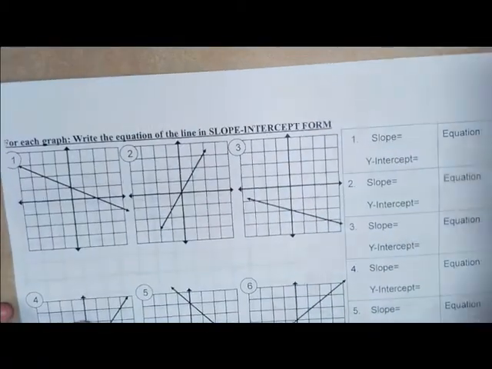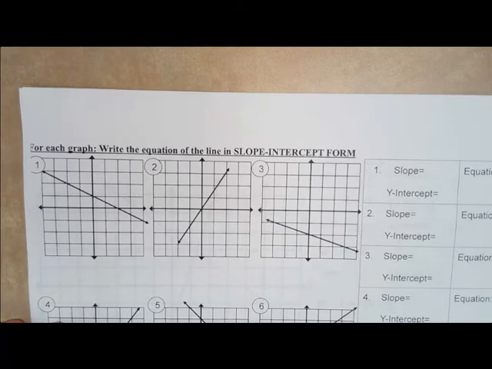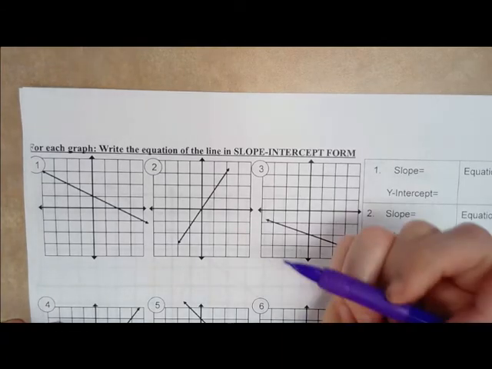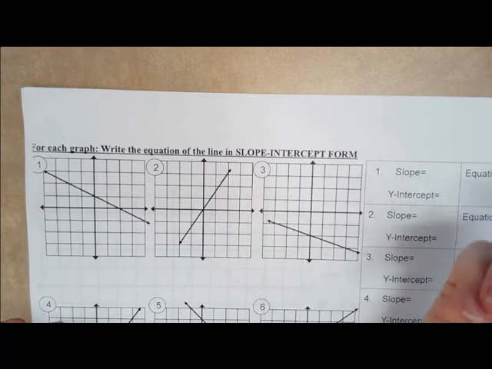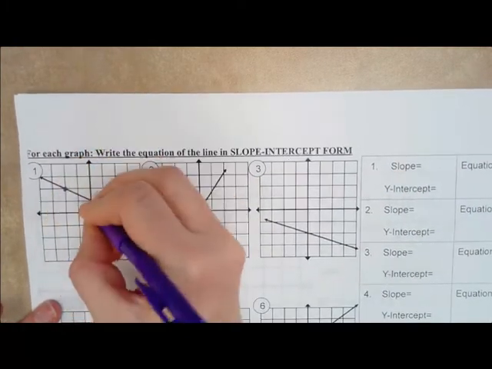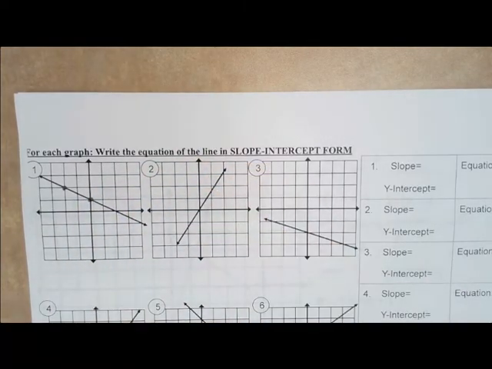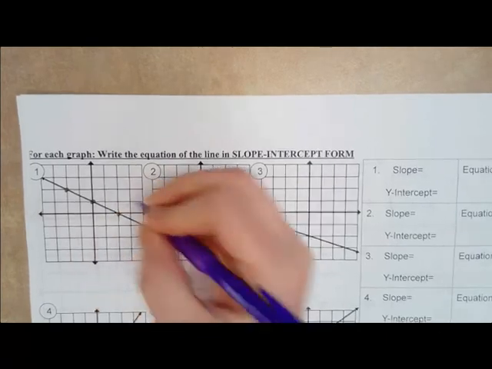Okay, for each graph, write the equation of the line in slope-intercept form. So this is like that one that we just finished on our notes. So in order to write the equation, we need 2 points. So let's plot some points. I only need 2, but I could do more if I wanted, and then just pick from 2.